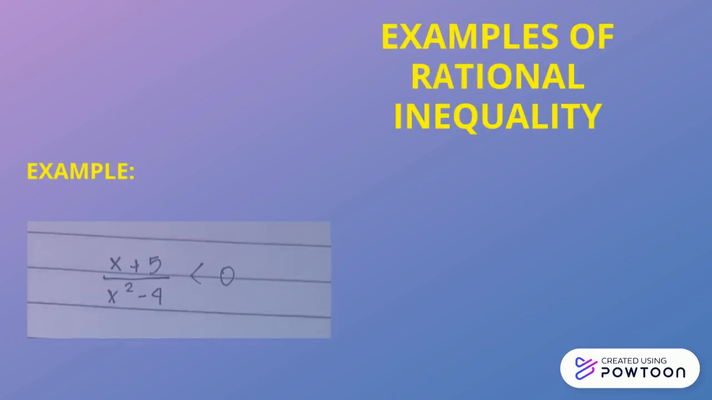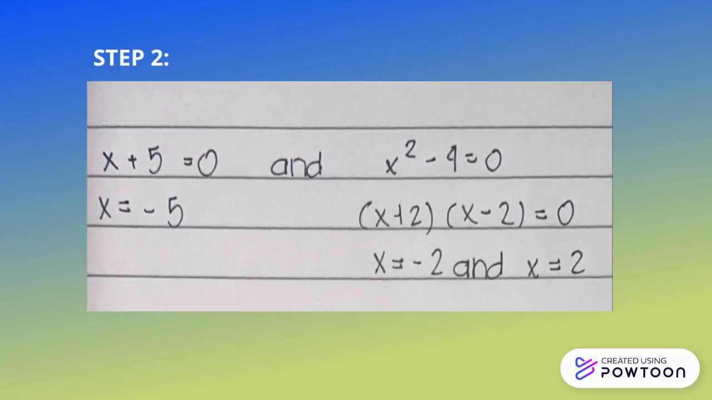Here's an example of a rational inequality: (x plus 5) over (x squared minus 4) is less than 0. One side must be 0 and the other side can have only one fraction, so simplify the fractions if there is more than one fraction. The next step is to find the key or critical values. To find them, set the numerator and denominator of the fraction equal to 0 and solve.